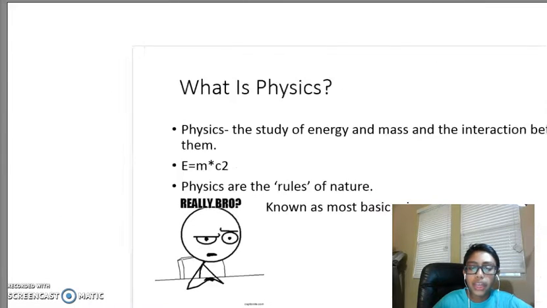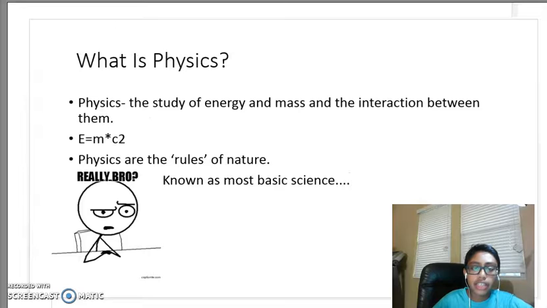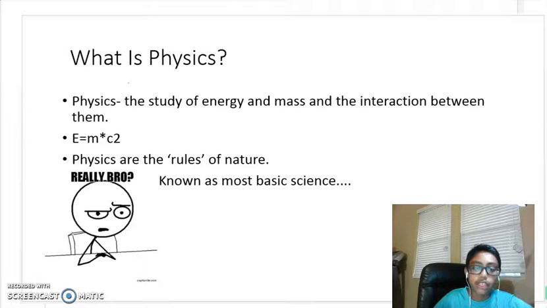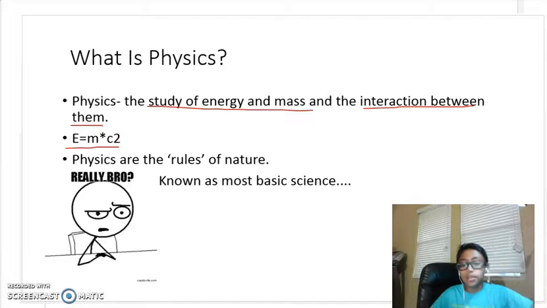So, what is physics? This is considered the introduction to physics, our first unit. Physics is the study of energy and mass, and the interaction between them. Hopefully, you've heard of Einstein. Einstein was one of the greatest physicists and pioneers of this classical physics age. He invented the equation E equals m times c squared. Hopefully you've heard of that. Have you ever wondered what that means?